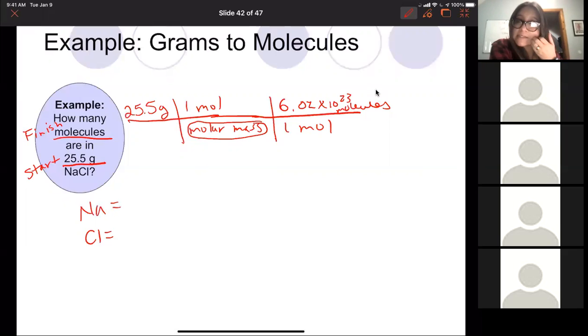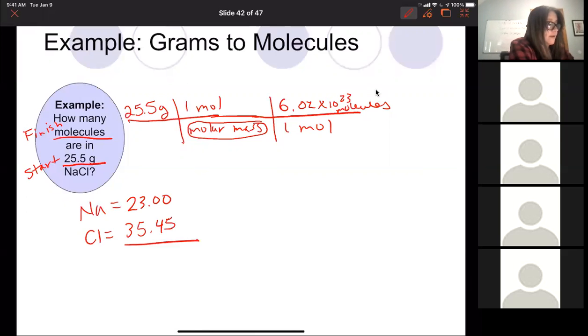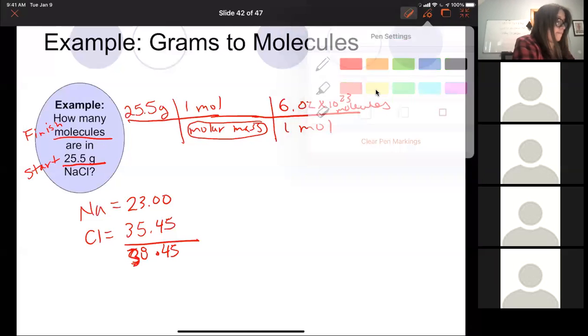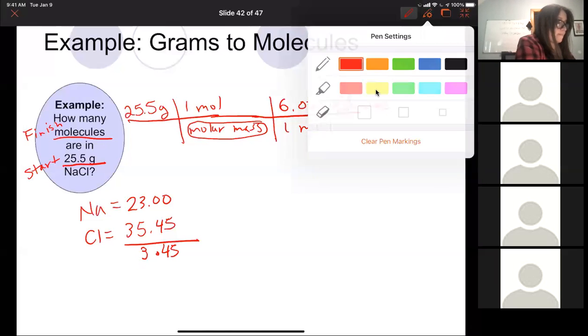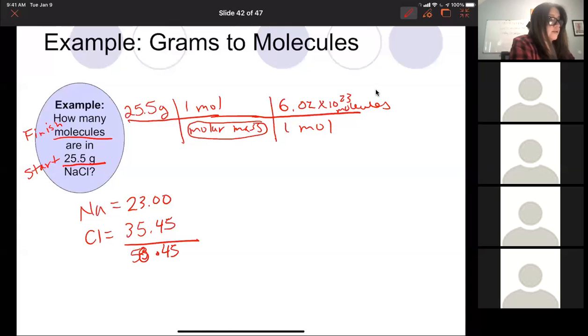For time purposes, I'm going to give you these. They're in the periodic table. Na is 23.00. Cl is 35.45. This is 0.45, this is 8, this is 5. Oops, I can't add. So the molar mass is 58.45 grams.